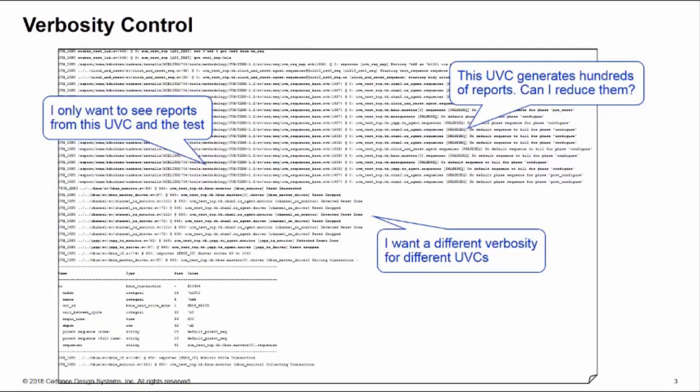So the issues we're trying to address here, for example, you may have a UVC in your environment that generates hundreds of reports. You want to filter those down a bit. Perhaps you only want to see reports coming out of a certain part of your UVM hierarchy, from a certain UVC in a test class, and perhaps you just want to run your simulation with different verbosity settings for different parts of a UVM hierarchy. And we're going to show you how to do this in this training byte.